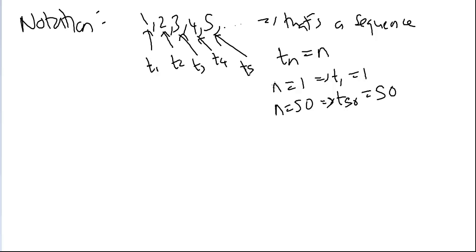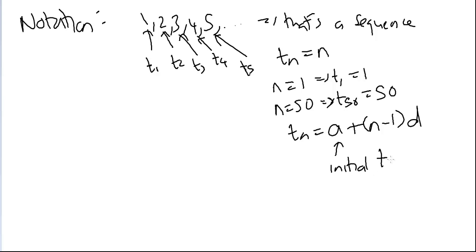In our general arithmetic sequence, the formula is Tn is equal to a plus (n minus 1)d. So that's the initial term, and that's the common difference. So d is the difference between successive terms. So in this case, we're going 1, 2, 3, 4, 5. We're increasing in steps of 1. So d would equal 1.